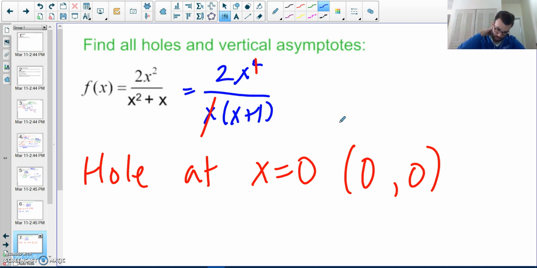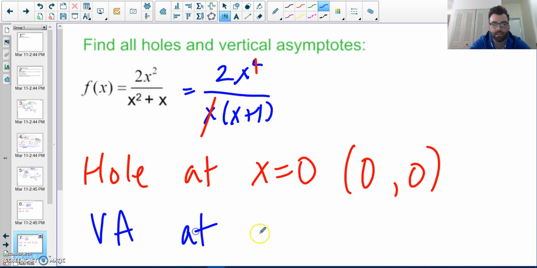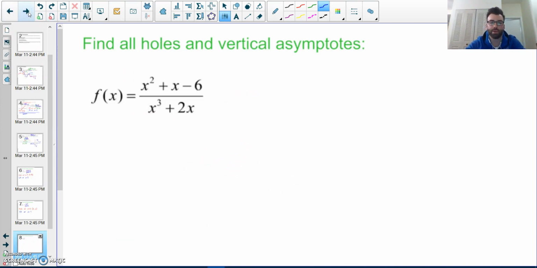Vertical asymptote. What is still causing me a problem? Oh, it's this x plus 1. That factor there, x plus 1. So I have a vertical asymptote at x equals negative 1. Okay. I'm going to do a recap at the end.